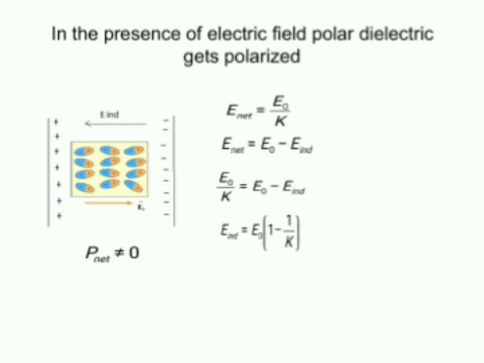Now if I write the net field, the net field would be applied minus induced. We have applied E naught and E ind represents the induced field. So from the first two equations, we can get the induced field as E naught into 1 minus 1 by K.